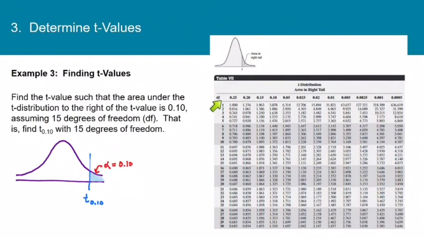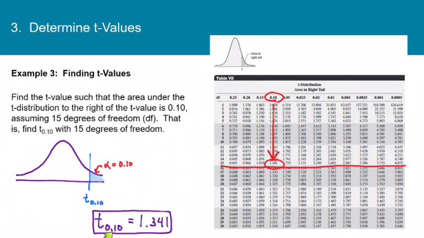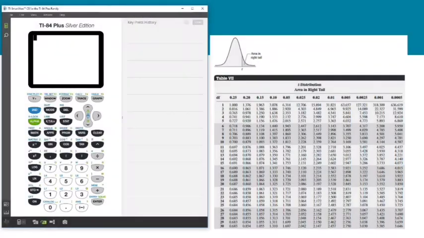Now what we'll do is come over to the t-table, find the line for 15 degrees of freedom, and then go across the top of the table and find the column for 0.1. The t-score we're after is at the intersection of this row and this column, and so t sub 0.1 is equal to 1.341.